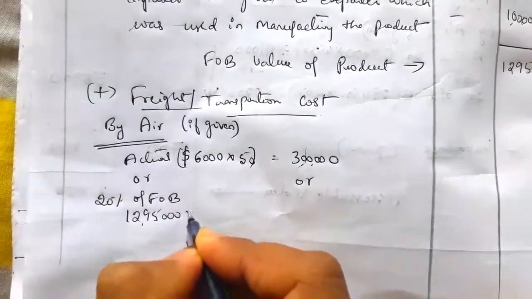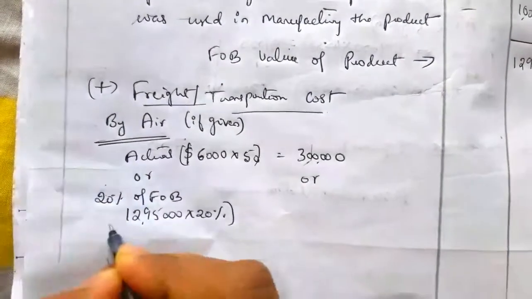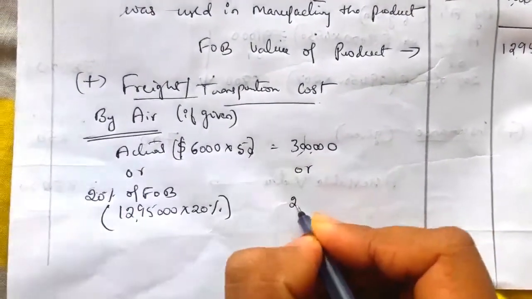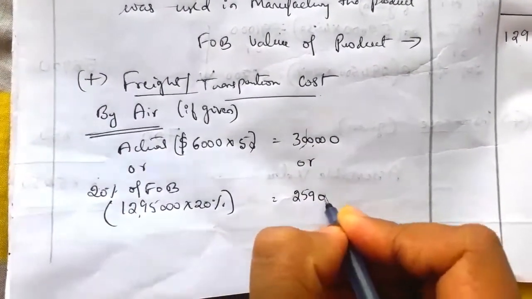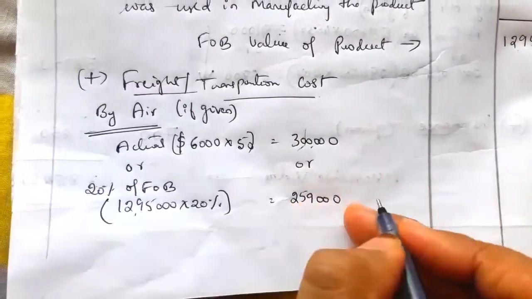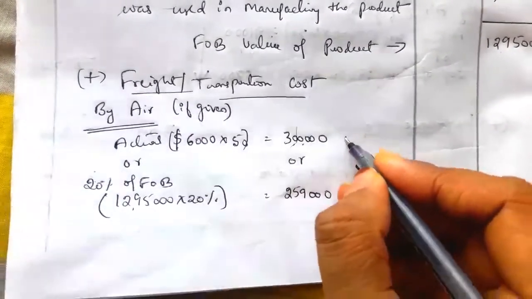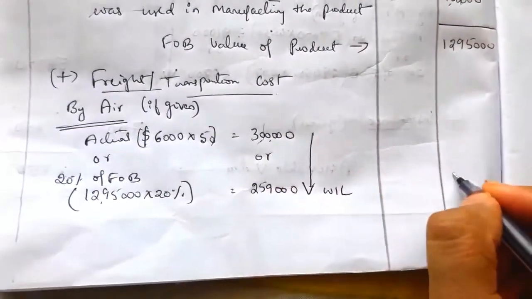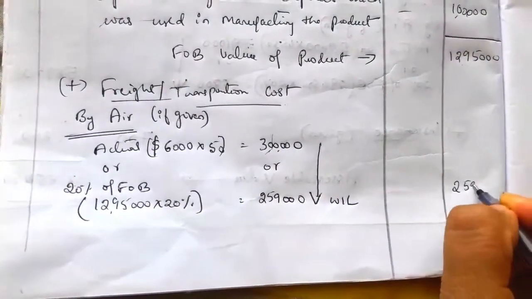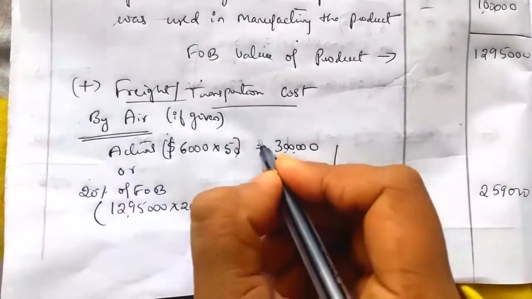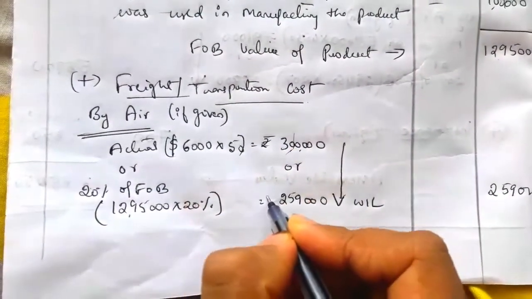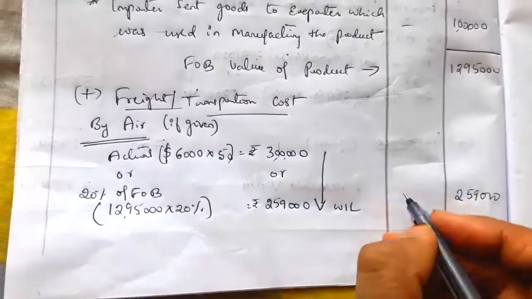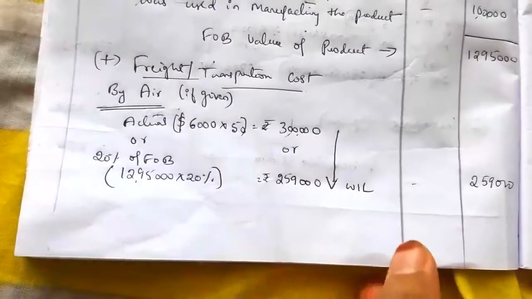12,95,000 into 20%, so that is 20% of FOB, which is equal to 2,59,000. Among these we have to take whichever is least. So that is 2,59,000, which is in Indian rupees. We have to take 2,59,000. So this is a rupee value, and 2,59,000 is what is considered. We should not take the other value here.